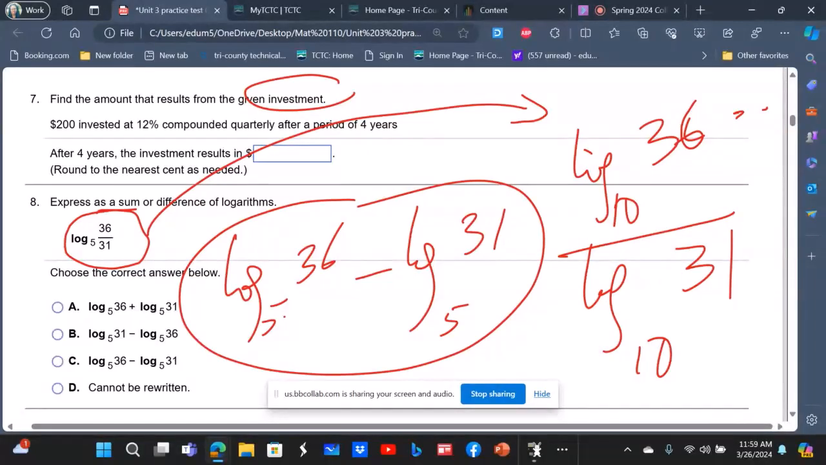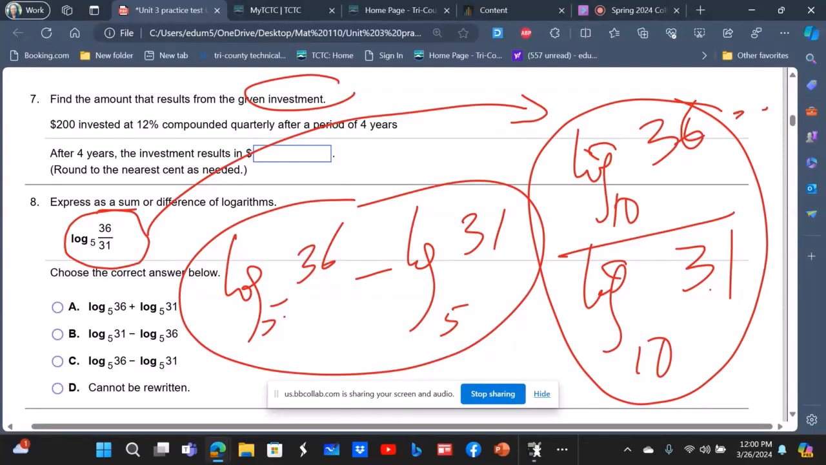Suppose you have a test and the question has log to base 5 and wants you to get an answer. The only way you can solve it is by changing the base. Then you put log 36 in your calculator divided by log 31. So when you have a different base and you are told to evaluate, change the base.